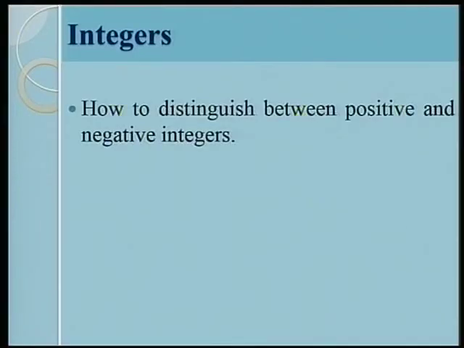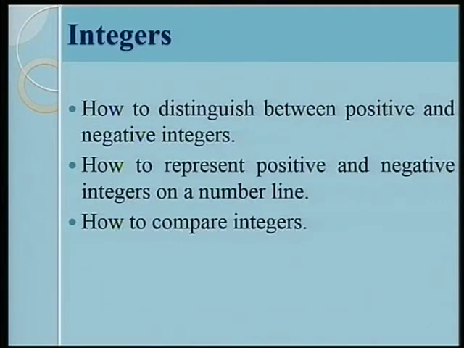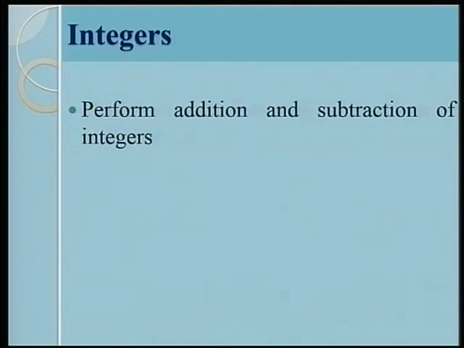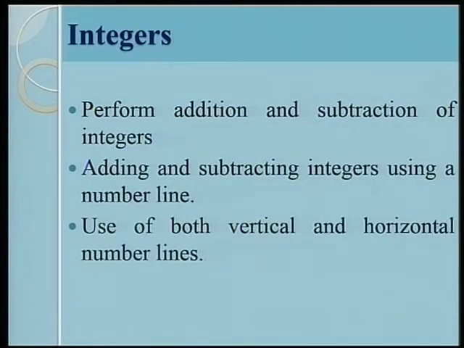Last time we saw together how to distinguish between positive and negative integers, how to represent integers on a number line, and how to compare integers. Today we are going to learn how to perform addition and subtraction of integers. There are several ways of adding and subtracting integers, one of which is the use of number lines. Today, we are going to look at both the vertical method and the horizontal method of drawing number lines.